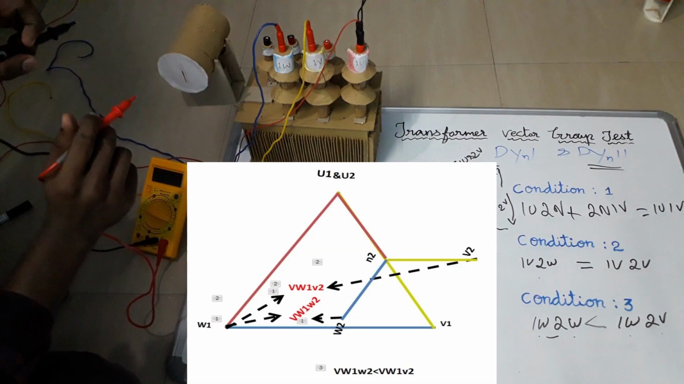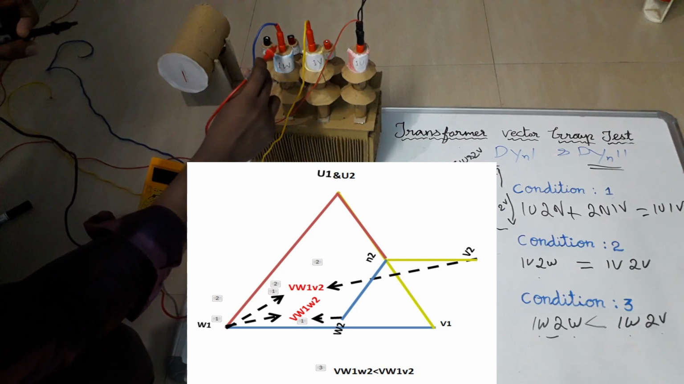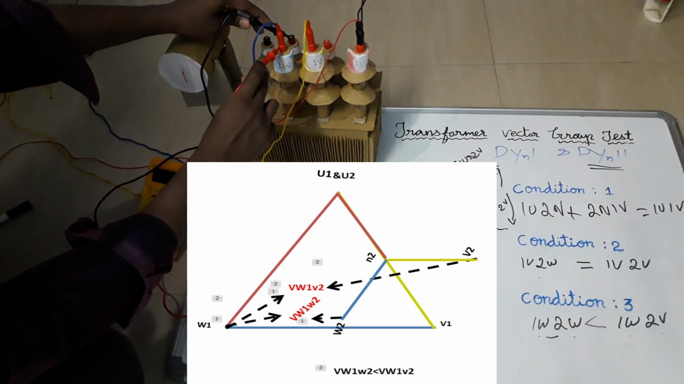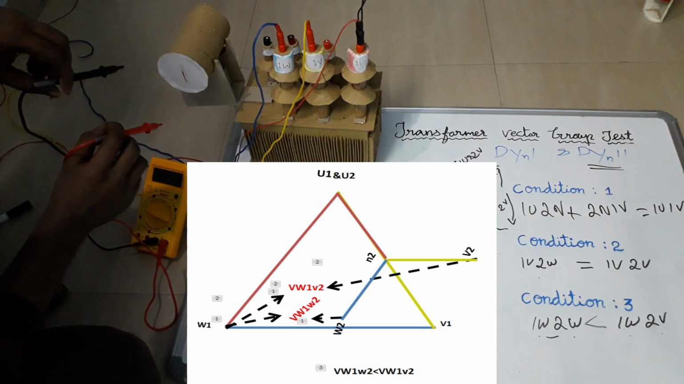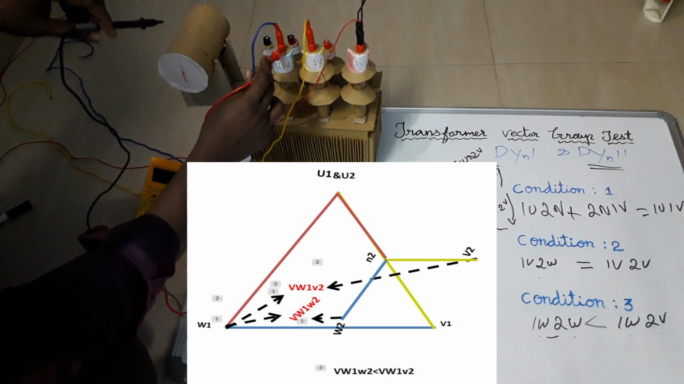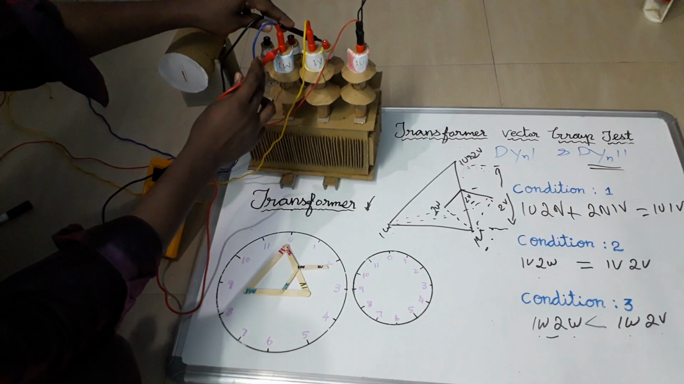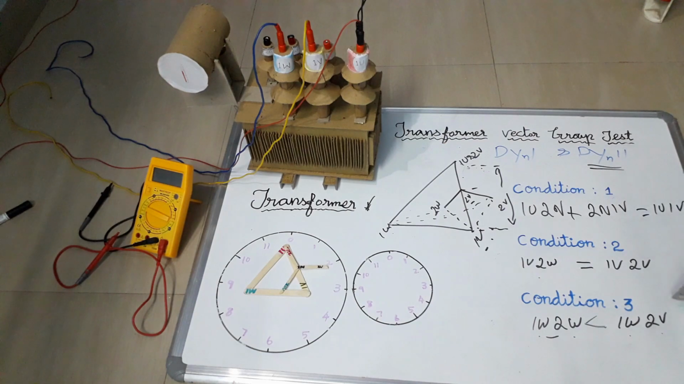For checking the voltage for condition 3, we have to check HV side B phase voltage and LV side B phase voltage. That is our 1W, 2W value. This value should be smaller. Second, we have to check HV side B phase voltage and LV side Y phase voltage. That is 1W, 2V voltage. This should be greater. All these three conditions have to be satisfied for vector group Dyn11.